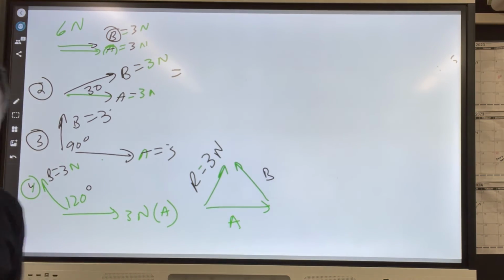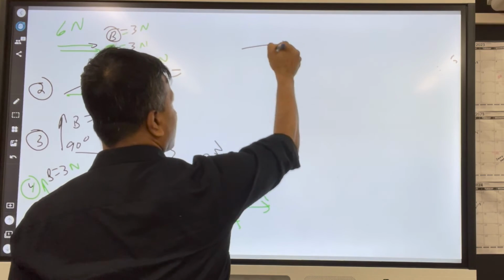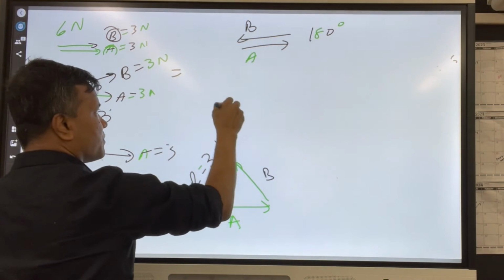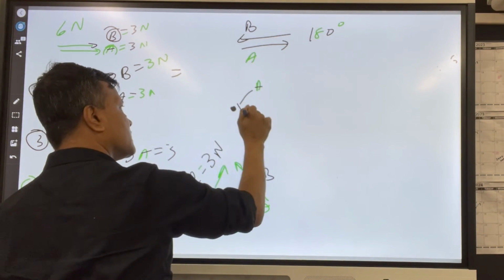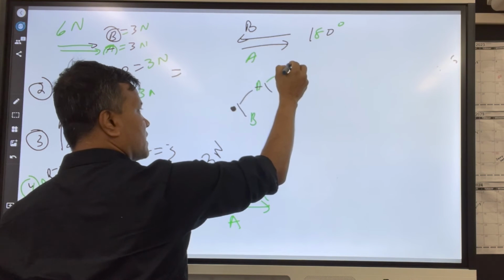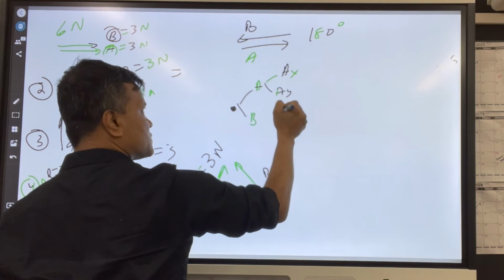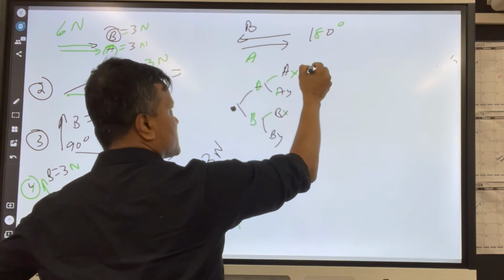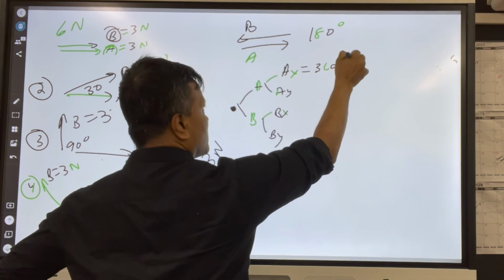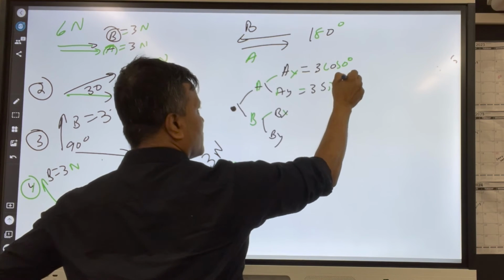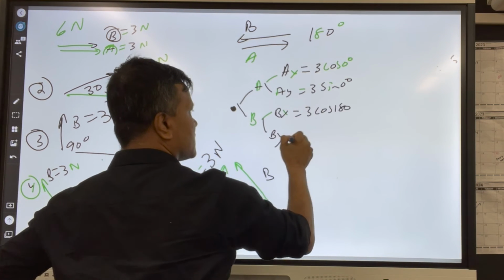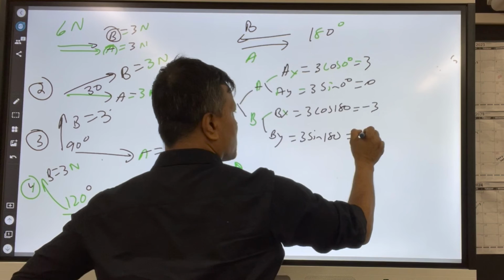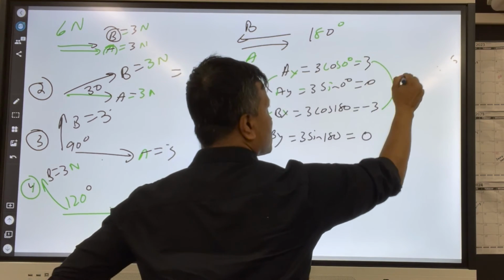Okay, let's do the last one. Last one is you have vector A and you have vector B, right? And the angle between the two is 180. You have a point with two forces acting on it, and every force has two components because we are dealing with two-dimensional, 2D. So Ax is 3 cosine 0 and Ay is 3 sine 0, Bx is 3 cosine 180, By is 3 sine 180. So this one must be 3, this one must be 0, this one must be negative 3, this one must be 0.